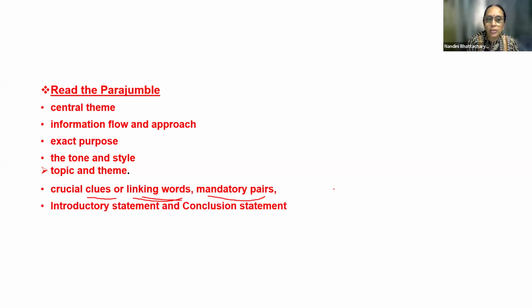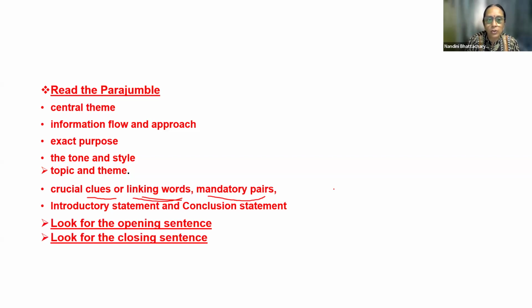Now, how would you determine introductory statement and concluding statement? Avani? Introductory statement will introduce the topic, and conclusion will conclude or sum up the entire thing, or it could also set up another topic. So when you are looking for opening and concluding sentences, you are looking for keywords. These keywords will, to a large extent, help you determine the introductory and concluding sentences.